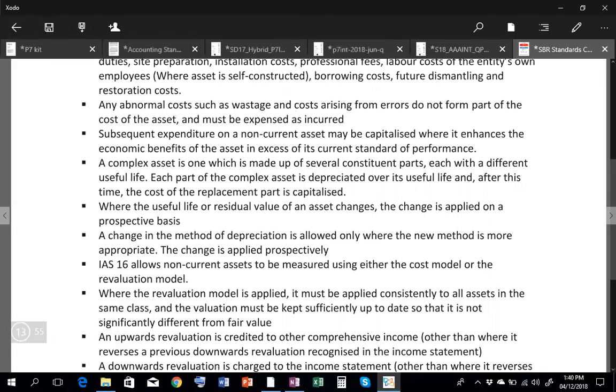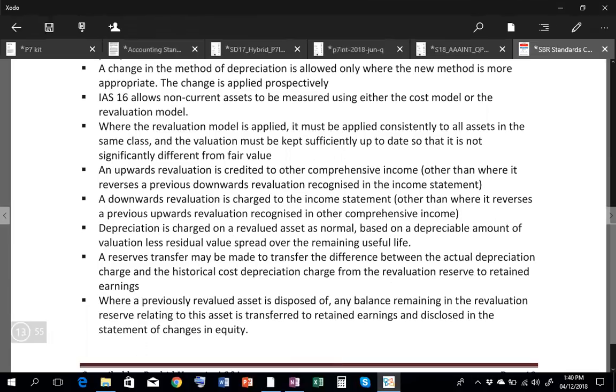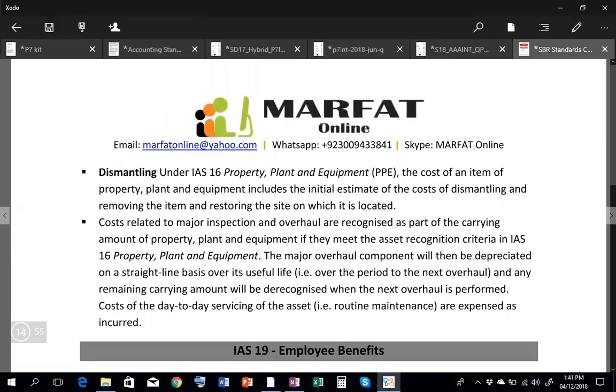In the subsequent measurement, you have two models, the cost model and the revaluation model. In the cost model, we carry the asset at the carrying value, and in the revaluation model, we go for the revalued amounts and then subsequent depreciation. In the revaluation, you need to stick to continuity: when you are following the revaluation model, that should be consistently followed, and gains and losses go to other comprehensive income. Similarly, as I already described, there will be a deferred tax implication on the revaluation as well.